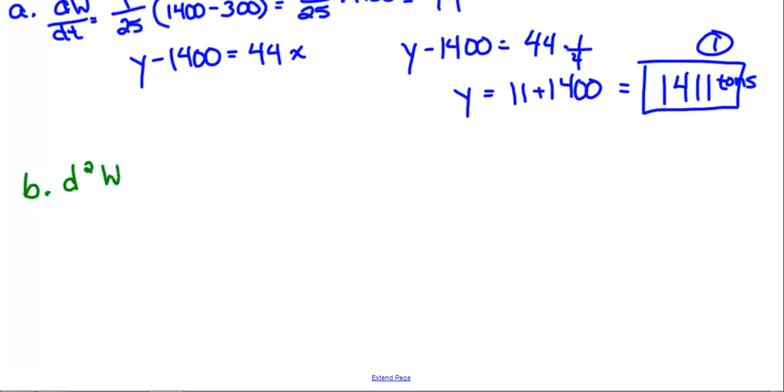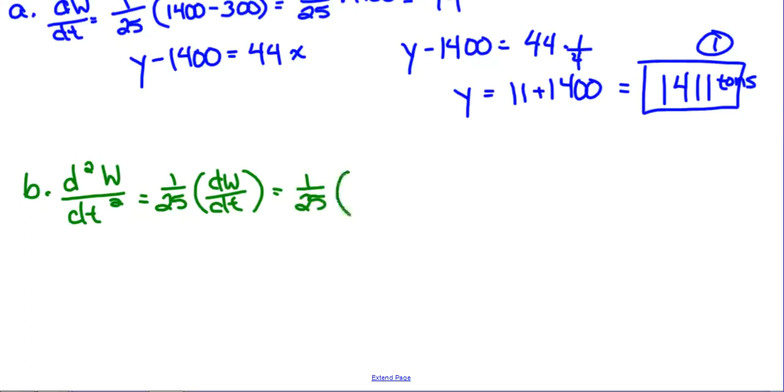So d squared W over dt squared. The constant stays in front. Derivative of W is dW over dt. The derivative of 300 is 0. But remember they want it in terms of W, so we've got to go back in there and plug in that original differential equation that they gave us. So we've got, let's see here, 25 squared is 625.